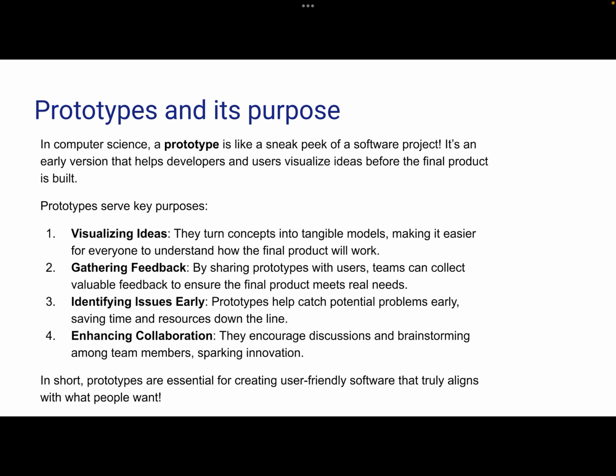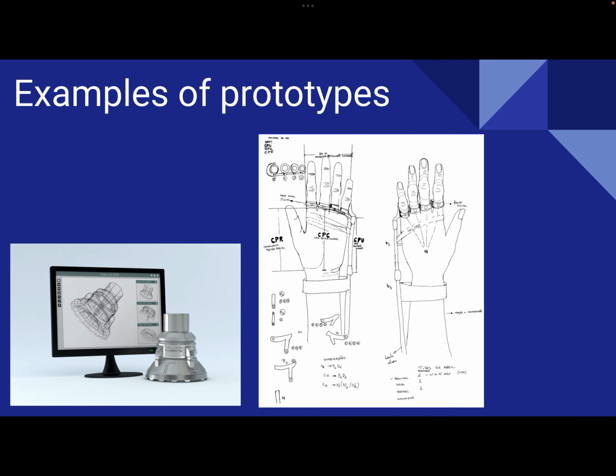So let's talk about prototypes and their purpose. In computer science, a prototype is like a sneak peek of a software project. It's an early version that helps developers and users visualize ideas before the final product is built. So prototypes serve key purposes like visualizing ideas, gathering feedback, identifying issues early, and enhancing collaboration. In short, prototypes are essential for creating user-friendly software that truly aligns with what people want.